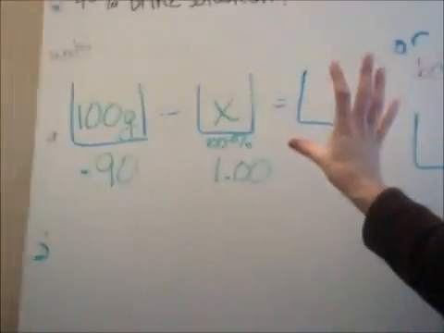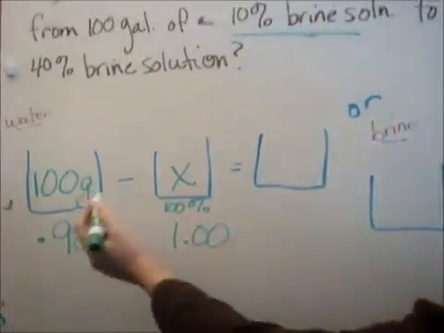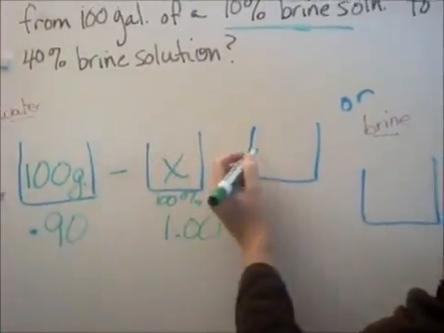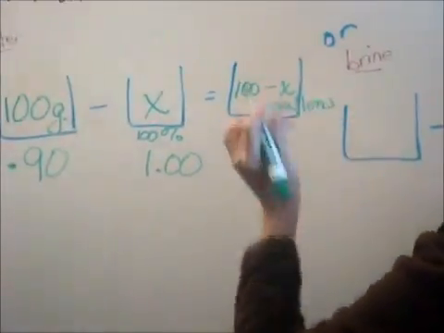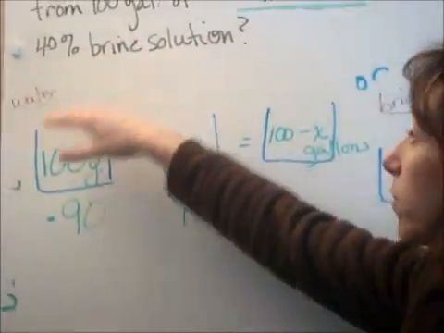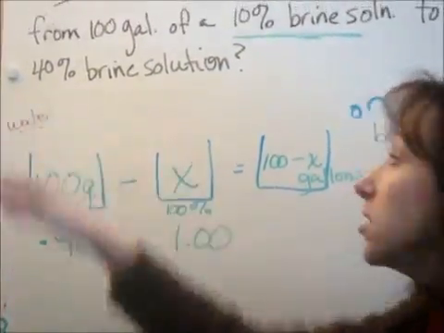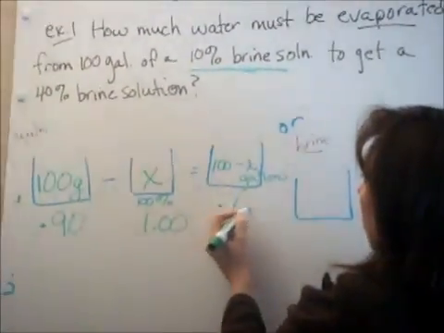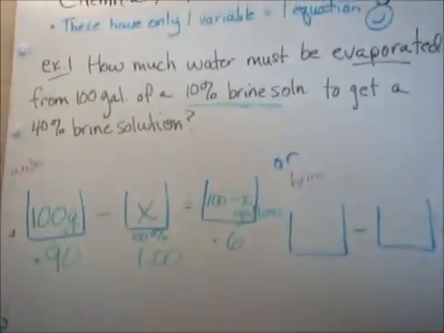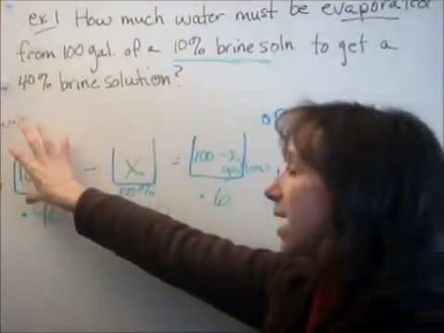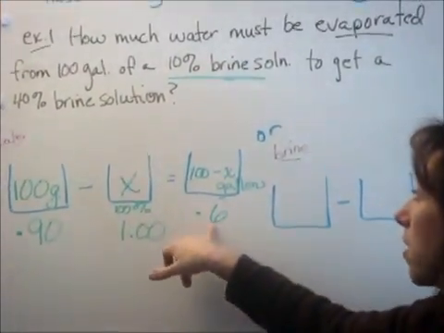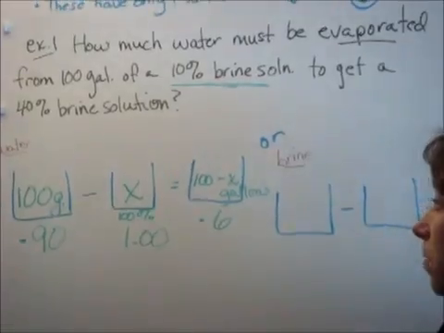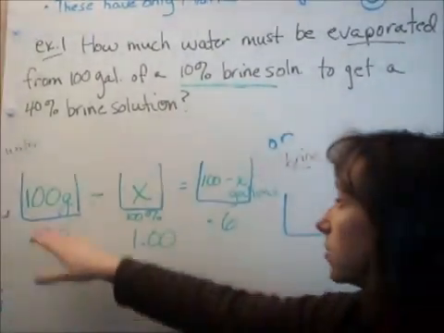Then how much solution are we going to have left? How many gallons are we going to have left? We started with 100. We're subtracting off X, so it's going to be 100 minus X gallons that are going to be left in our container. And we want it to be 40% brine, but remember we're doing it in terms of water. So it's going to be 60%, so it's going to be 0.6. So that's our setup. We have the amount we have. We're subtracting off a certain amount of water in order to get it down to 60% water. So we have our equation.